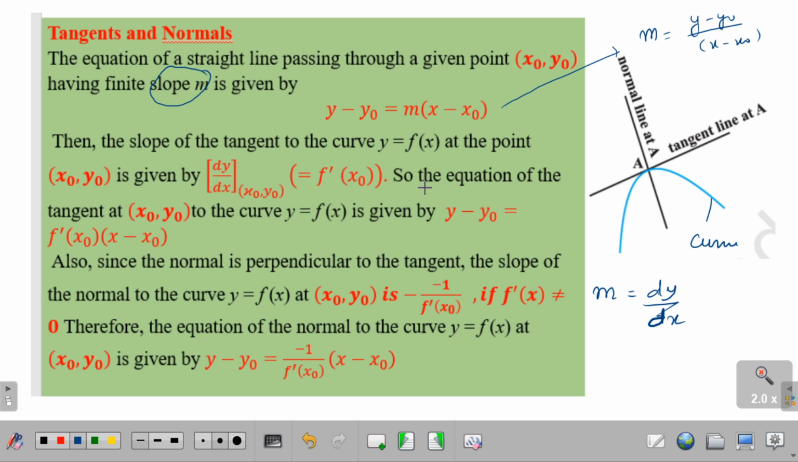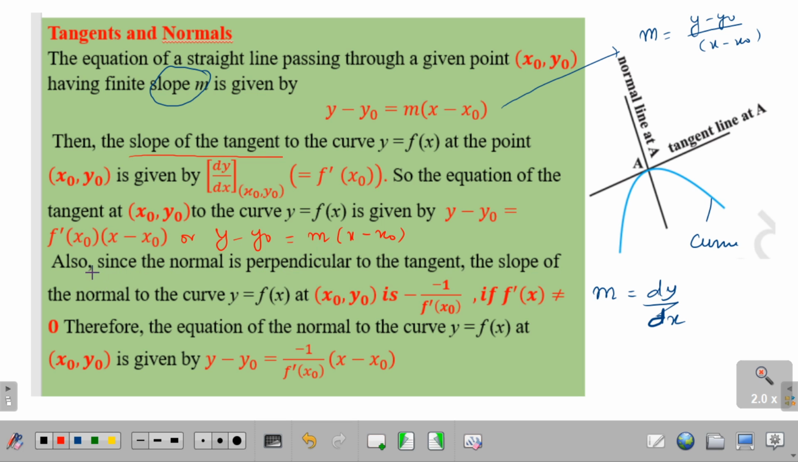Here, the equation of the tangent at x naught, y naught to the curve y equal to f of x is given by y minus y naught is equal to f dash x naught times x minus x naught. In short, the equation of the tangent can also be written as y minus y naught is equal to m times x minus x naught. And what is m? m is the slope of the tangent.